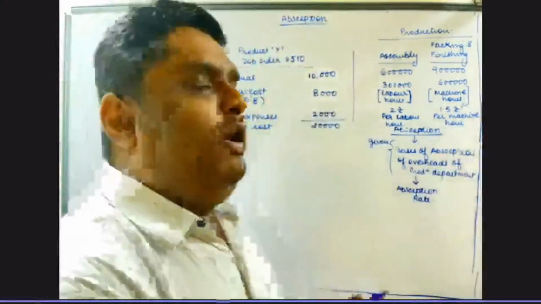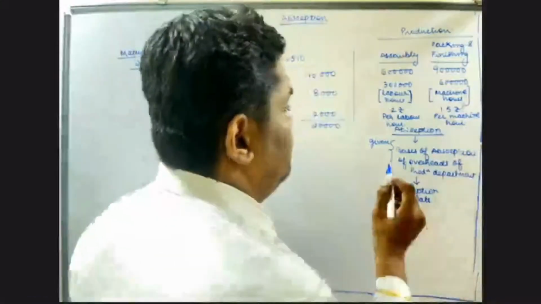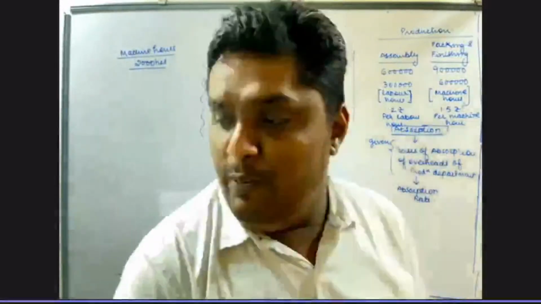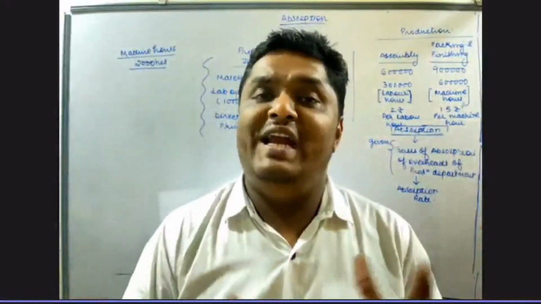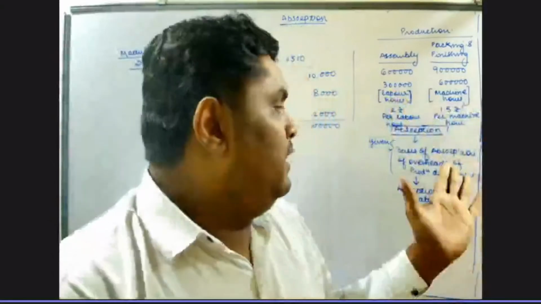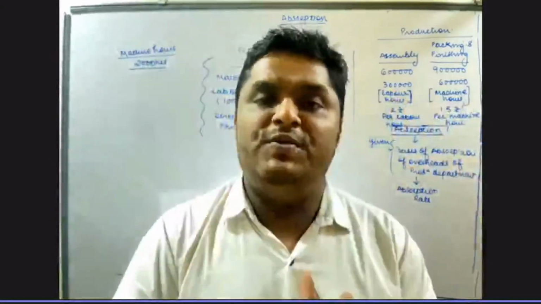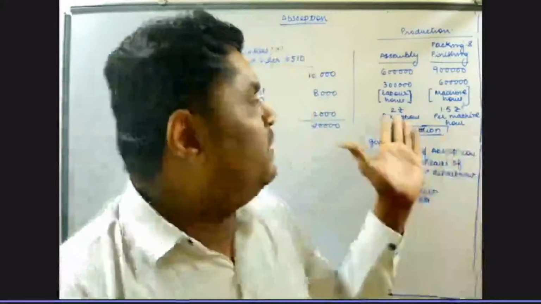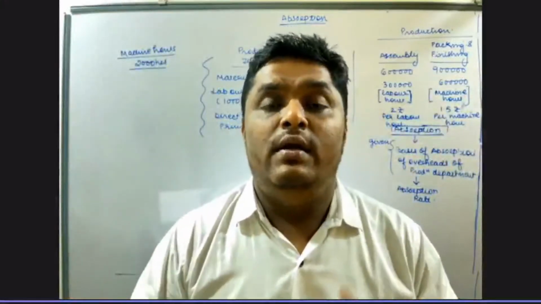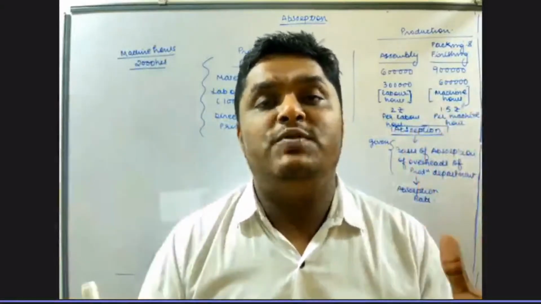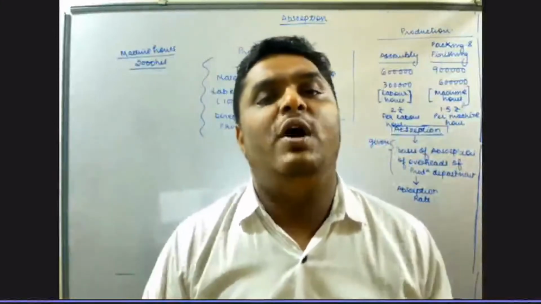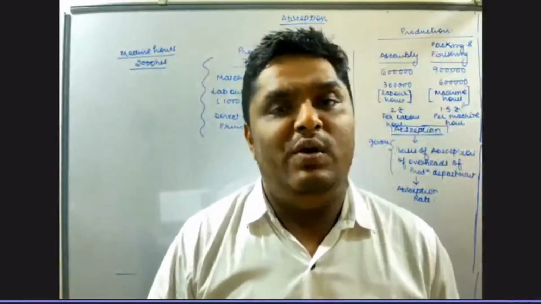So the first point of absorption is that you have to first identify the basis of absorption. This will always be given to you in the question. Now, once the basis of absorption is identified, then you have to calculate the absorption rate. Now, once the absorption rate is calculated, you have to use this absorption rate to charge the overheads of production department to a particular job or to a particular product to calculate the total cost.